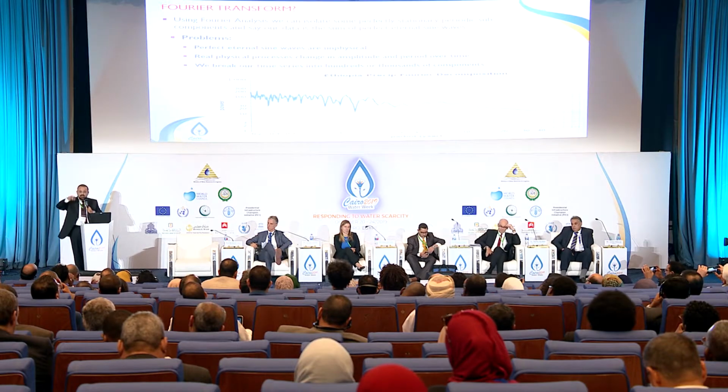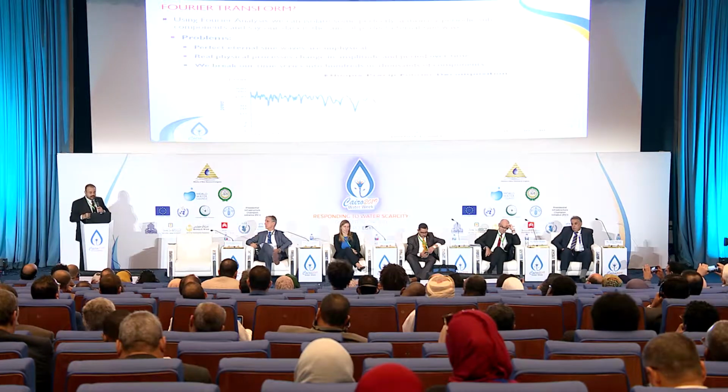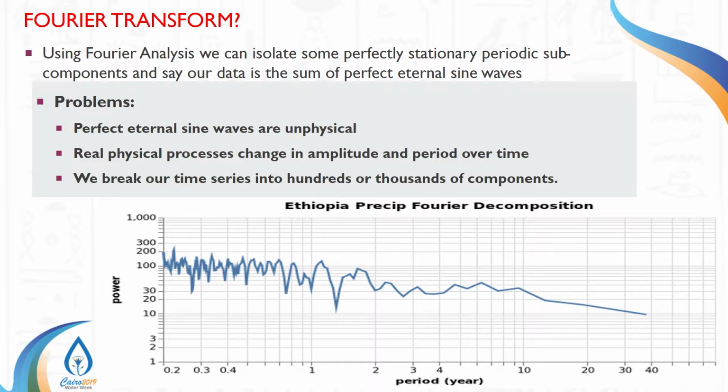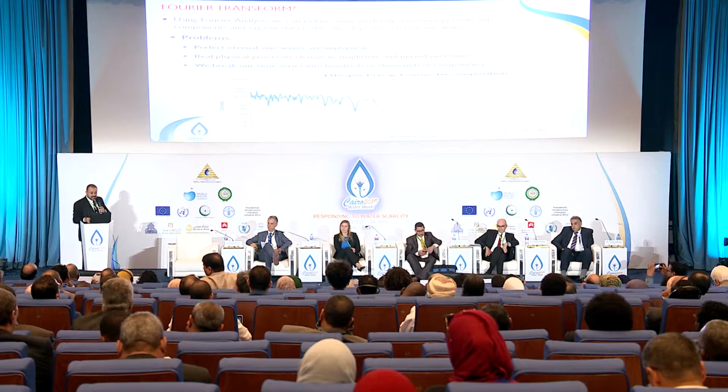And it's not a perfect sine wave. There is no physical process which is a perfect oscillation. This kind of oscillation varies over time and it changes over time. So it's very hard to do that. So the problems that we are facing with Fourier transform: perfect eternal sine waves are unphysical. There is no physical process which is a perfect sine wave. Real physical processes change in amplitude and period over time, and that's absolutely true. They are going to be changing over time, and the amplitude is going to be varying over the years. So you don't expect to see this kind of stationarity, and we break the time series into hundreds and thousands of these components. So it is not very efficient.